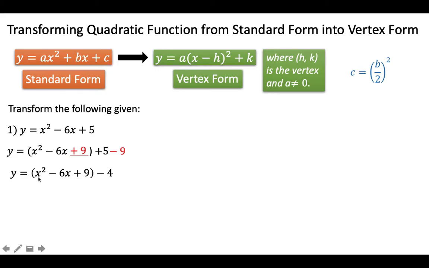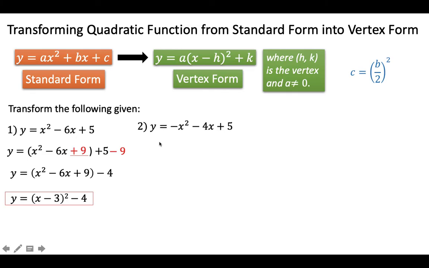Then finally, we will factor x squared minus 6x plus 9, or we will transform this into exponential form, and that would be quantity x minus 3 squared. Okay, so write down minus 4, write down y and equals. And this will be the vertex form of this standard form.